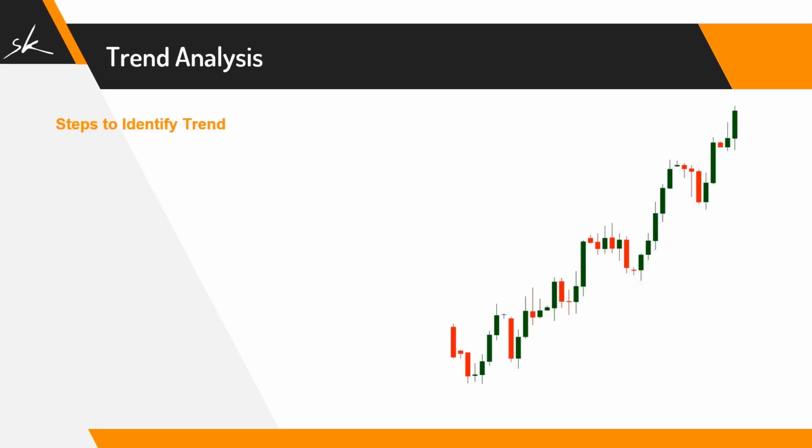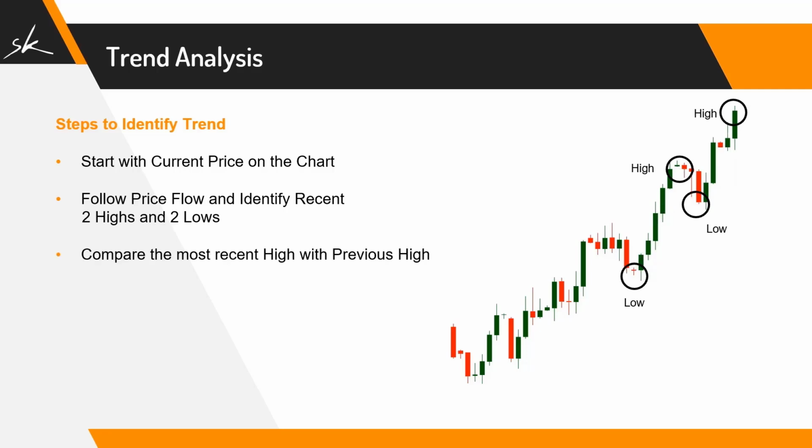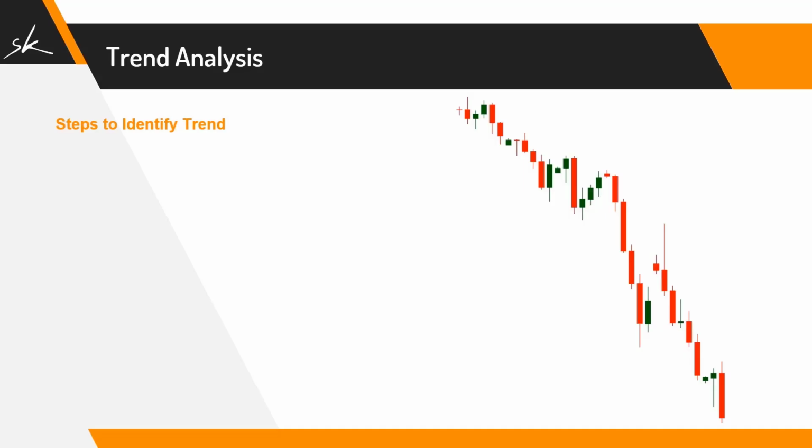Steps to identify trend. Start with the current price on the chart. By understanding the flow, identify 2 recent highs and 2 lows. Compare the most recent high with the previous high. In this case, it's a higher high. Now compare the recent low with the previous low. In this case, it's a higher low. What we see on the chart is a higher low followed by a higher high, which means we are in an uptrend.